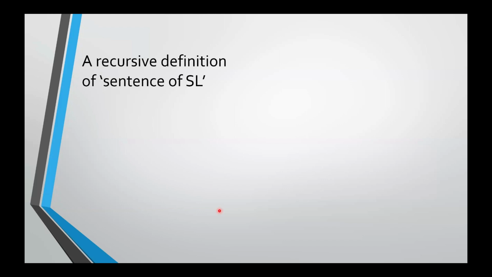of them. And then we'll have a proviso at the end that says that nothing else besides the things that you can construct through this procedure fits the definition. So nothing else is a sentence of SL. So here's how it looks. One, this is our base step. Any sentence letter is a sentence of SL.